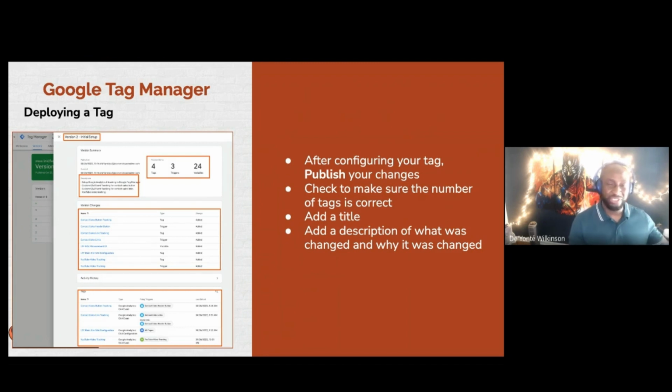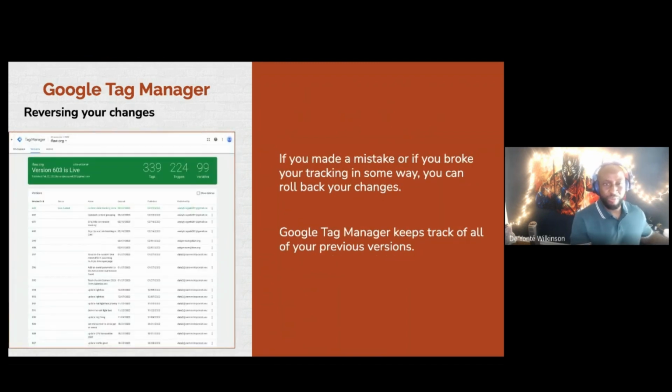Within Tag Manager, you could do things like custom HTML code. You can pretty much do a lot of things within Google Tag Manager: write custom JavaScript, build custom HTML. You can build almost an entire custom functionality within Google Tag Manager. When you publish a tag, you add things like the title, the description, what has changed, and why it was changed. And as I said before, you can roll back to previous versions of a deployed tag. Let's say you broke something and you wanted to roll that back to the previous version. Google Tag Manager lists all of the previous versions of a tag that were deployed.